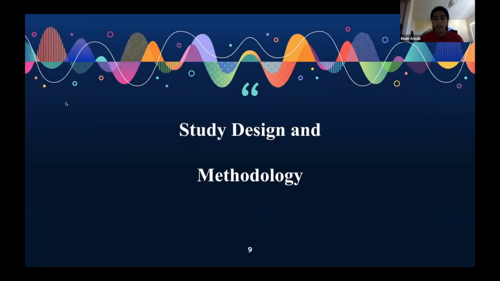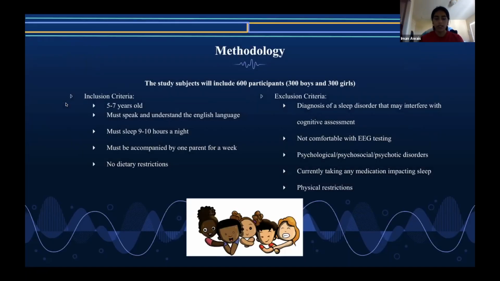Okay, so now let's move on to the study design and methodology. We are testing our hypothesis on 5 to 7-year-olds who speak and can understand English. They must have no dietary concerns or physical restrictions and should be able to sleep for 9 to 10 hours every night without any problems. The children must also be accompanied by one of their parents and not have any issues with the EEG testing.